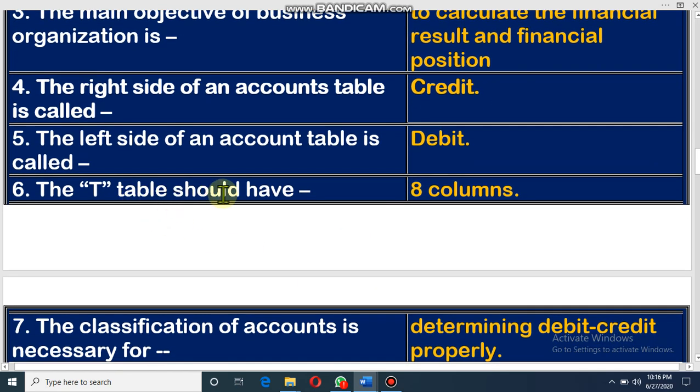The T table should have 8 columns. Dear student, very important MCQ. In the T table format we have 8 columns. You know there are two types of table we use for doing accounts. One is the T table format, another is the modern moving balance format. And in the T table format we have 8 columns.